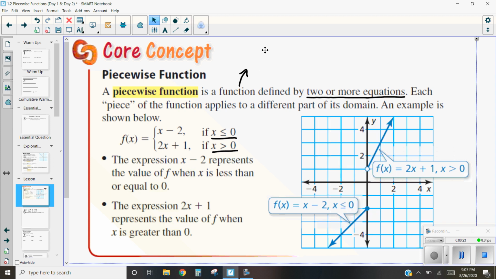Oftentimes, as we're learning about functions initially, we look at points of x and y, and for every value in our x, it only goes to exactly one y value. The other way that we look to see if a set of lines or a graph is a function is that it has to pass something called the vertical line test.